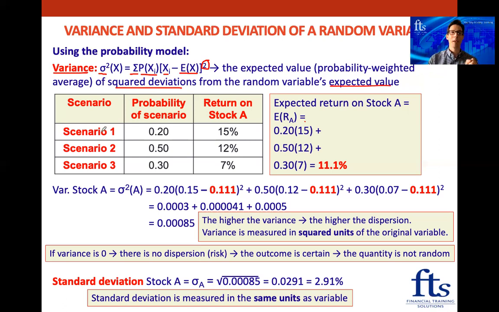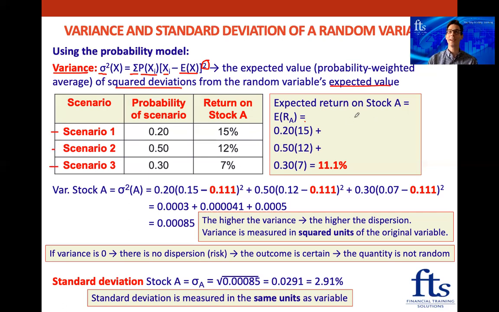So here we've got 3 scenarios. The probability of scenario 1 happening is 20%. And if scenario 1 happens, then the return on stock A is going to be 15%. And the probability of scenario 2 happening is 50%. And if scenario 2 happens, then the return on stock A is going to be 12%. And the probability of scenario 3 happening is 30%. And if that happens, the return on stock A is going to be 7%. So scenario 1 looks like good economy, because that's when stock A is the best. Scenario 2 looks like maybe normal economy, and scenario 3 looks like poor economy, because that's when the return is the worst.